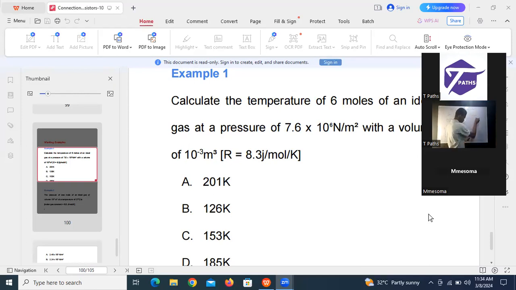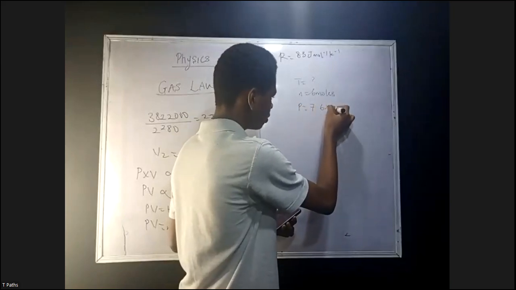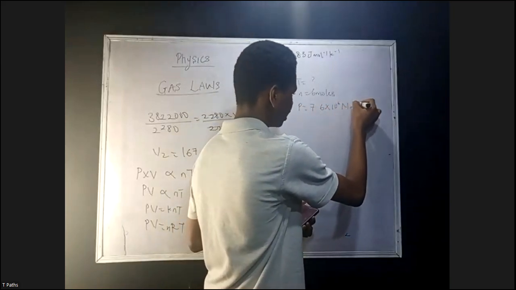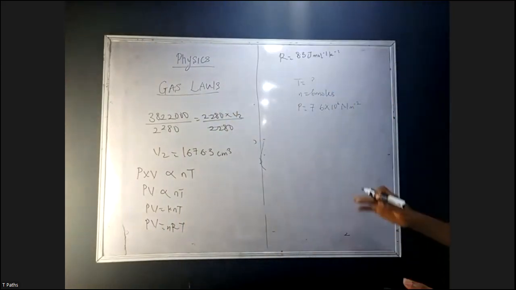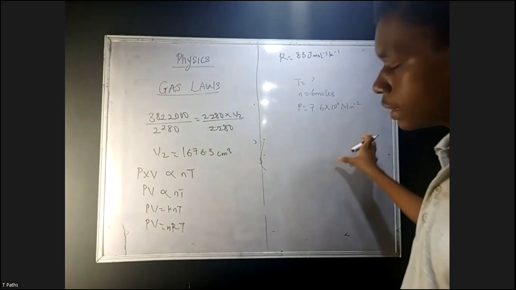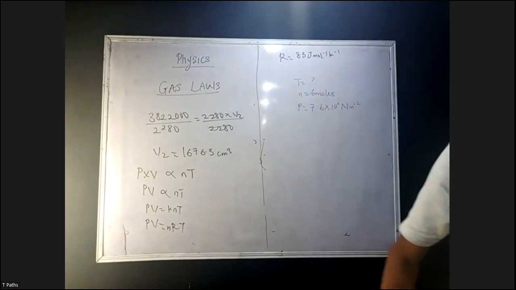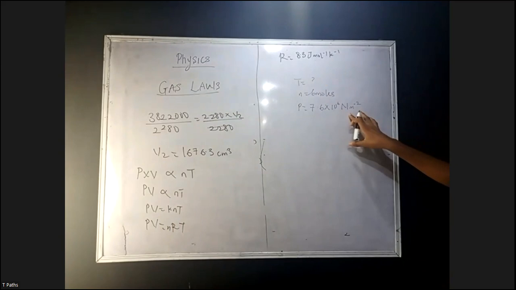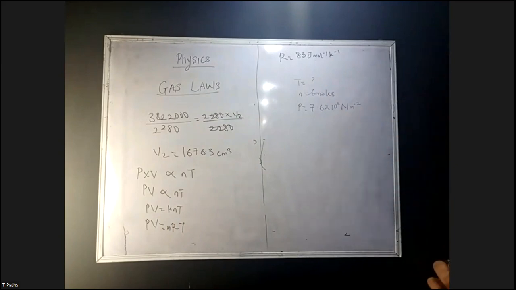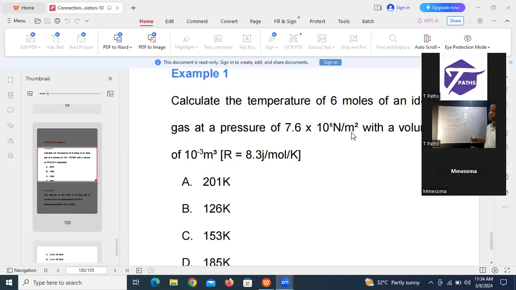All right. Of an ideal gas at a pressure of 7.6 times 10 raised to the power of 6. So the pressure is 7.6 times 10 raised to the power of 6 Newton per meter square. Don't forget, earlier on I gave you 4 units of pressure: atmosphere, centimeter of mercury, millimeter of mercury, and Newton per meter square. With a volume of 10 raised to the power of minus 3 meter cube. So the volume is 10 raised to the power of minus 3 meter cube.